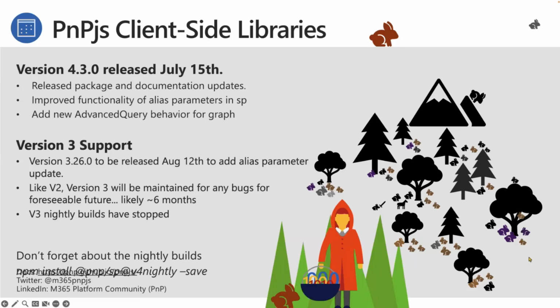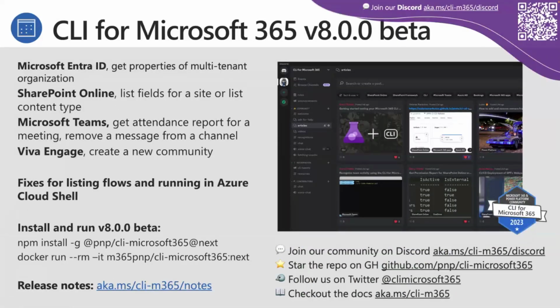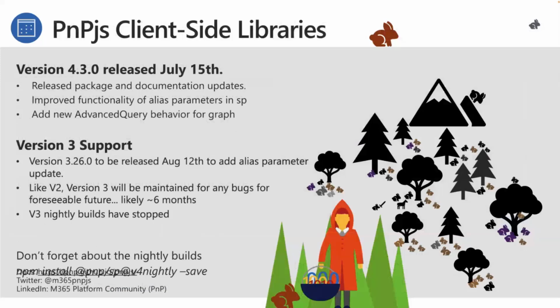We will do a 3.26 update. We will do a release on August 12th to add that alias parameter update that we put in version 4 to version 3. Some people consider the fix a bug fix, so we just relented and we'll do a version 3 update for that, but that is winding down.